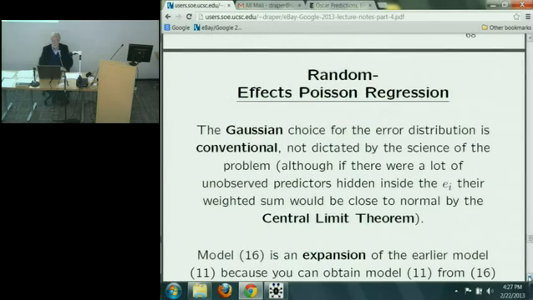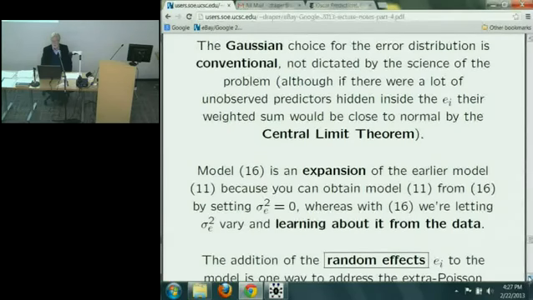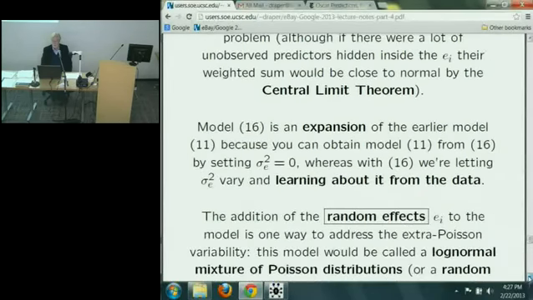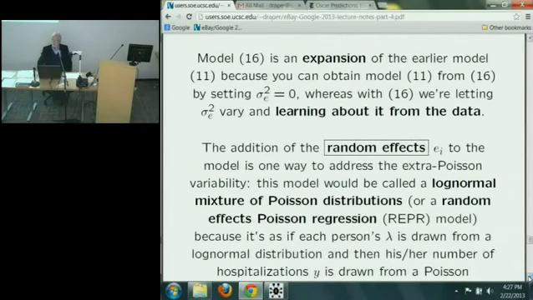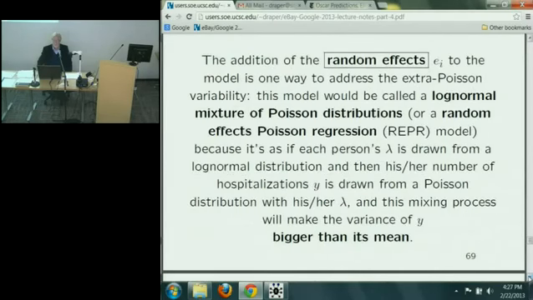The Gaussian choice for the error distribution is conventional, not dictated by the science of the problem. Although if there were a lot of unobserved predictors hidden inside the e_i, their weighted sum would be close to normal by the central limit theorem. Also, model 16, the one we just looked at, is an expansion of the earlier model 11, because you can obtain model 11 from model 16 just by setting the random effects variance parameter to 0. Whereas with model 16, we're doing the more intelligent thing. We're allowing it to be whatever it is and learning about it from the data instead of forcing it to be 0. The inclusion of the random effects in the model is one way, but not the only way, to address the extra-Poisson variability.